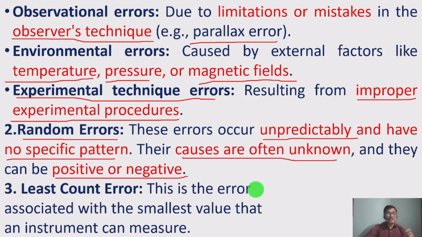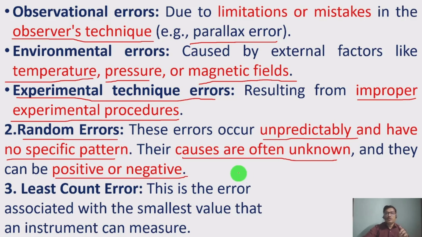The next type of errors is called the least count error. Every instrument which is used for measurement has some least count. The least count is the smallest value that can be measured by that instrument. If you take a length measuring instrument, the smallest length that can be measured by that instrument is called the least count of that instrument.